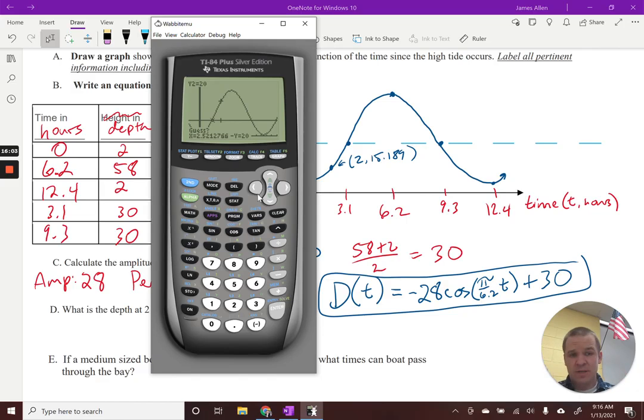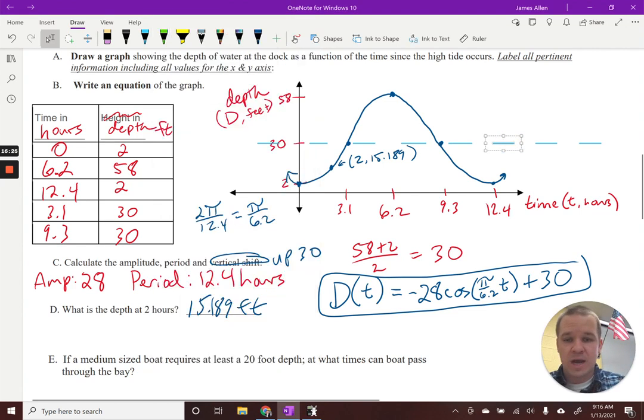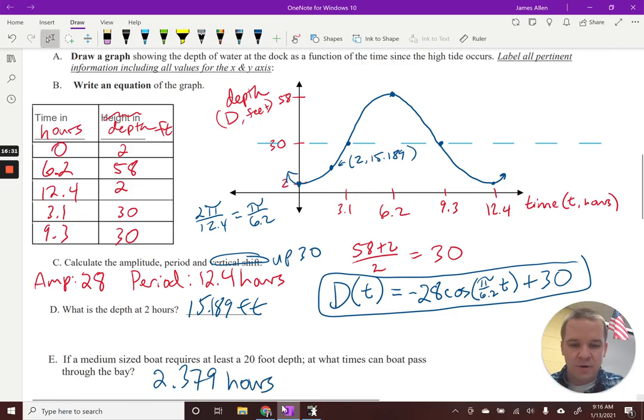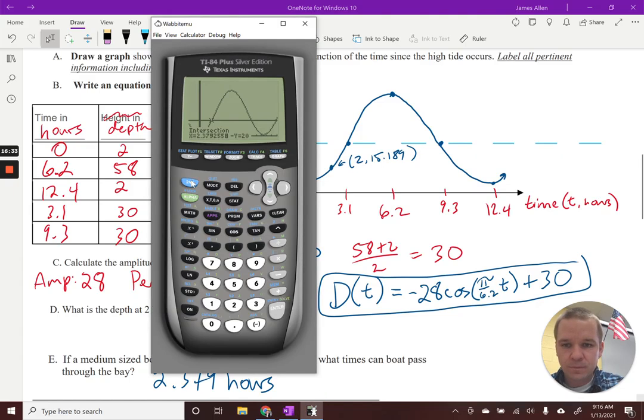The reason for that is because there are 2 intersection points. So if I selected these 2, even though the selections are closer to that point we have right there, if I moved over to the right, it would select the one on the right. So if I hit enter one last time for my guess, there we go, 2.37920. So at 2.379 hours. And then let's find the other one while we're at it.